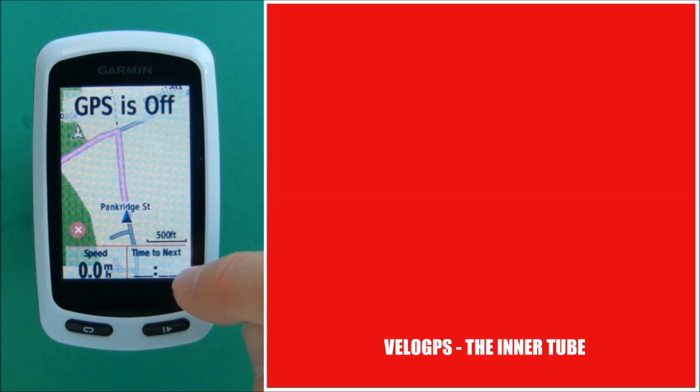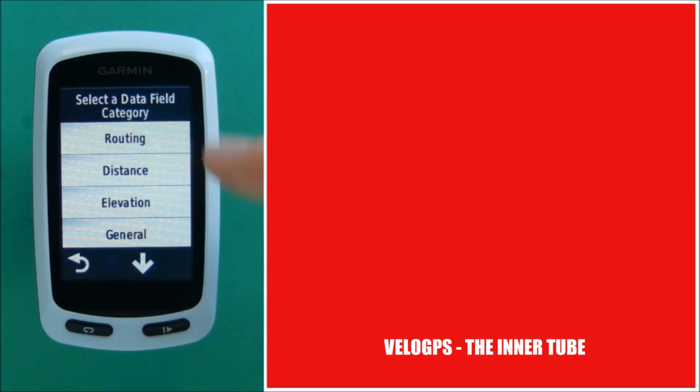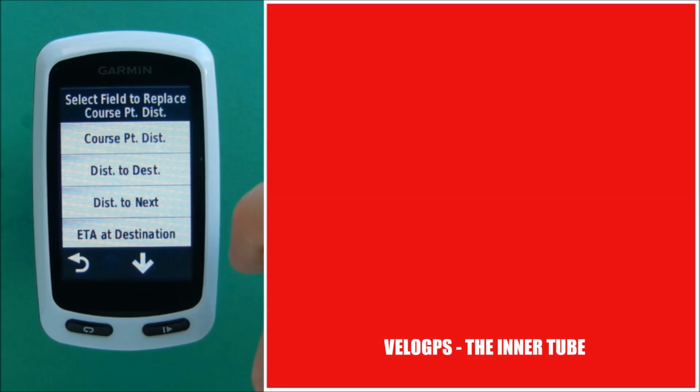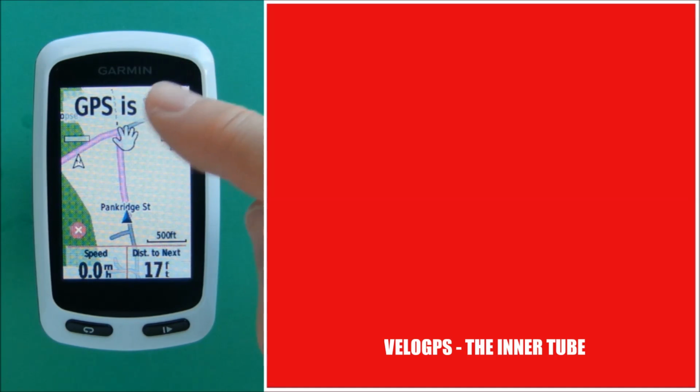Now a neat little trick, if you wanted to change one of the data fields that you have displayed from the actual page whilst you're carrying out a ride, but don't want to go all the way back through the settings options, all you need to do is touch and hold on the data field until it highlights, and then once you release it, it will take you directly into the data field categories. So we're on the mapping page there, so it seems sensible to set that back to something like distance to next turn.